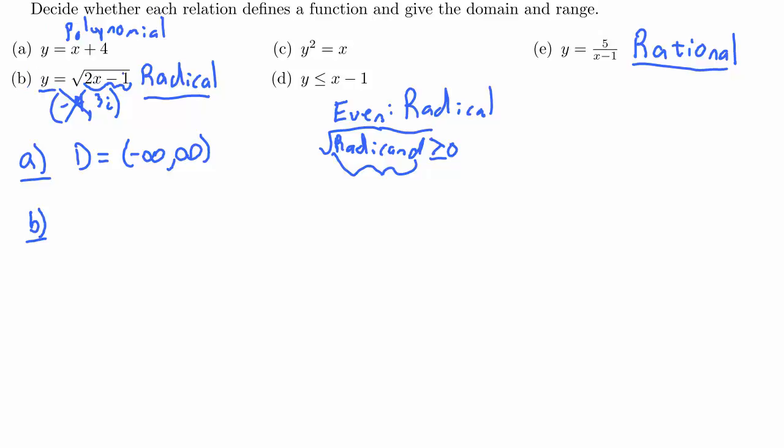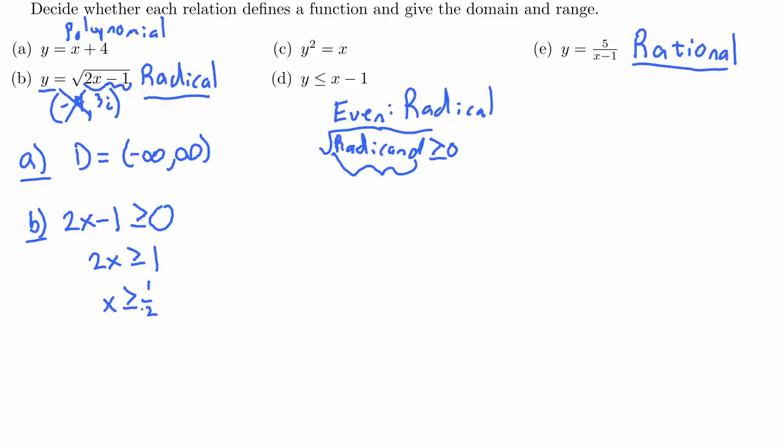So go up here to B. I'm looking at y equals the square root of 2x minus 1. So whatever is underneath the radical, 2x minus 1, must be greater than or equal to 0. And then, of course, I solve for x. Add 1, which gives me 2x is greater than or equal to 1. Divide by 2. So x is greater than or equal to 1/2.